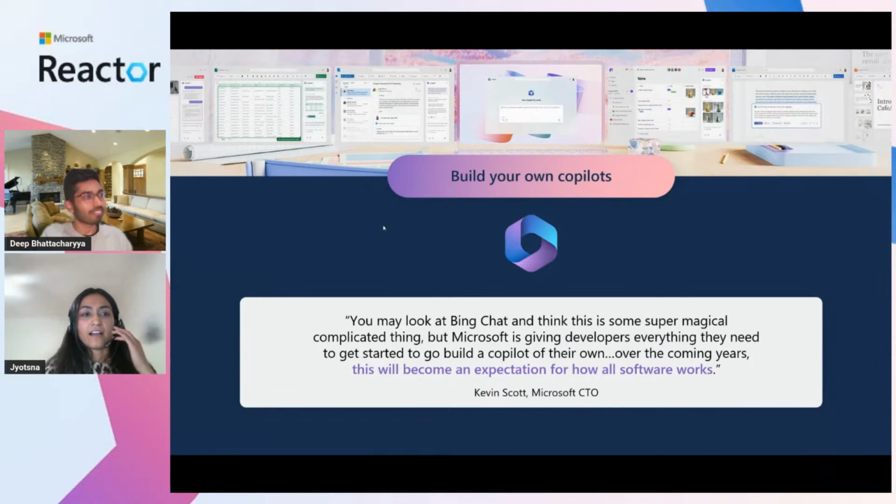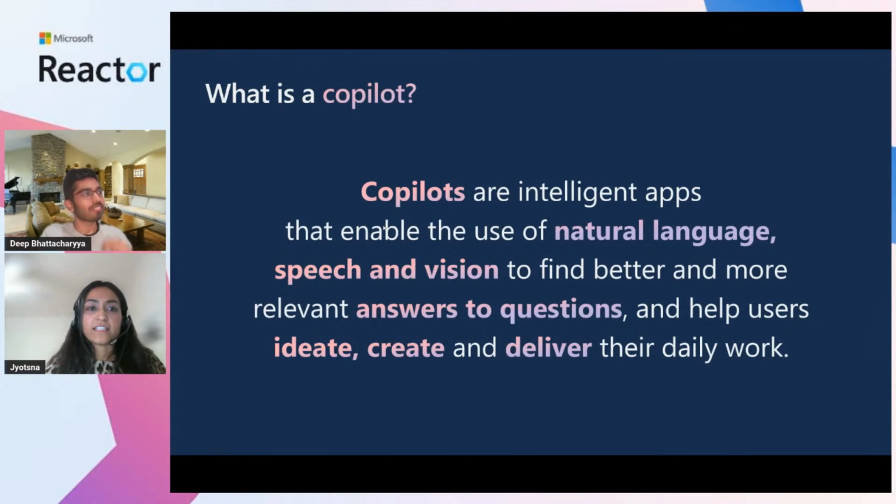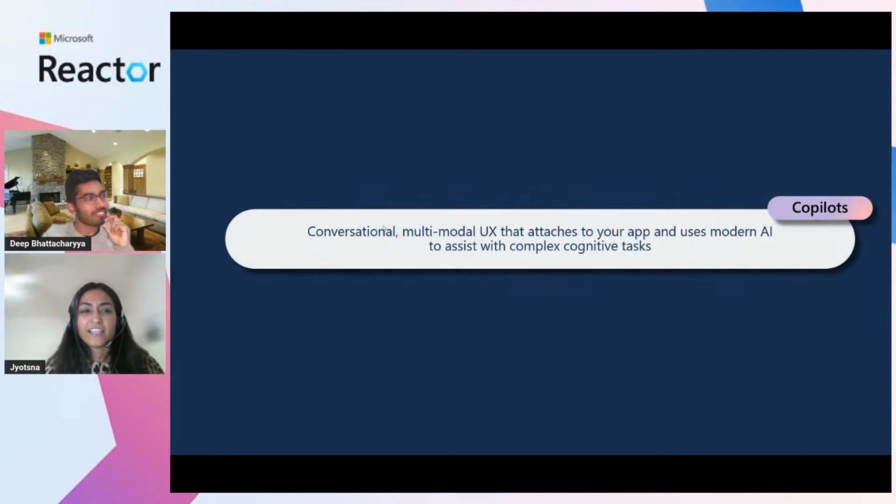So on the next slide, what do we mean by Copilot? Copilots are essentially intelligent apps that enable the use of natural language, speech, and vision to find better and more relevant answers to questions and help users ideate, create, and deliver their daily work. So a copilot can also learn from your users' preferences, behaviors, and data to provide your own personalized and relevant assistance.